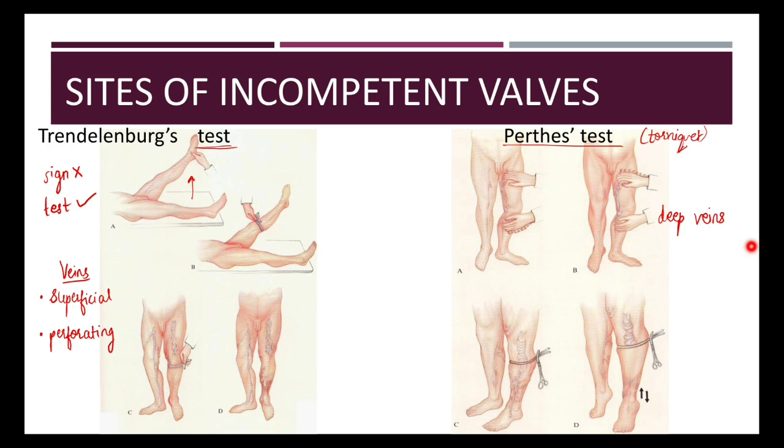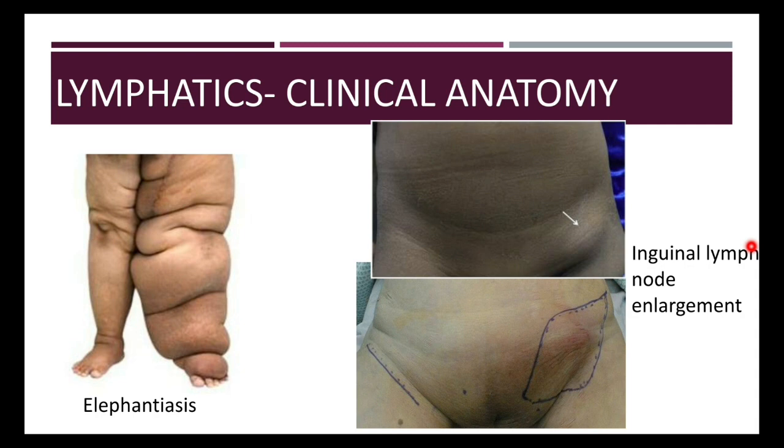Next is the applied anatomy of the lymph nodes and lymphatics. First is elephantiasis. The lymph vessels of the lower limb are often blocked, particularly in endemic areas, by microfilarial parasites Wuchereria bancrofti. This causes massive edema of the lower limb, producing a clinical condition called elephantiasis, and in this condition there is hypertrophy of the skin and subcutaneous tissue to an unusual proportion.